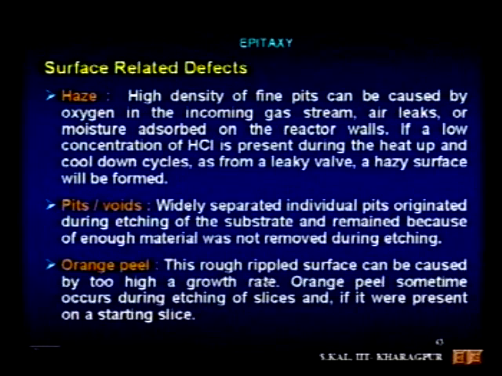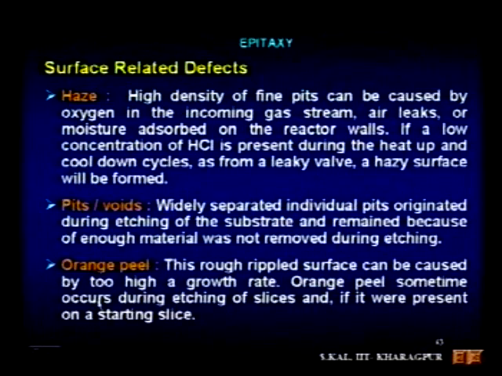The third one is the orange peel. These are all surface related defects. This rough rippled surface can be caused by too high a growth rate. A rippled surface means that, instead of being optically smooth, sometimes some ripples are formed on the surface, and those ripples are known as orange peel, and that is caused by a high growth rate.